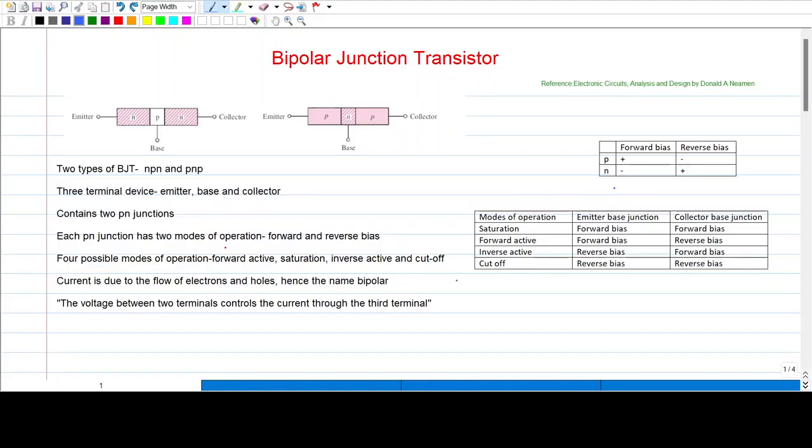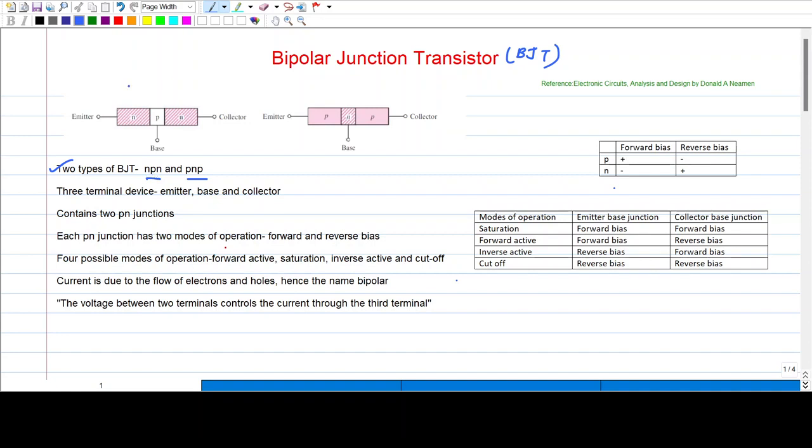Good morning friends. In this video we are going to discuss the basic operation of the bipolar junction transistor. We can shortly call it BJT. There are two types of BJT. One is NPN, another one is PNP. The N stands for N-type semiconductor and P stands for P-type semiconductor.